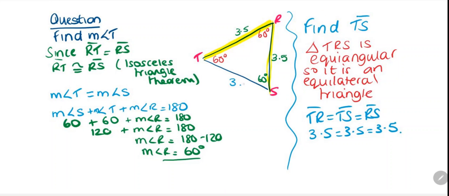So this side, TR is 3.5. TS that we're asked to find is 3.5.